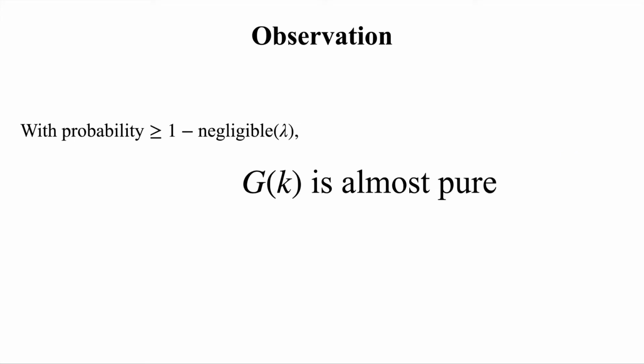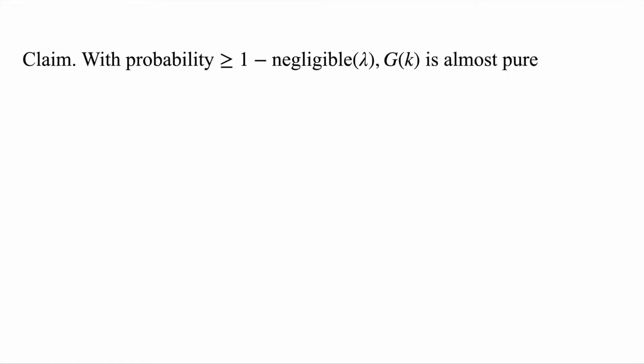Okay, so let's see how to prove this statement. We are going to make an observation, which is that with overwhelming probability, the output of a PRS is going to be an almost pure state. So what is an almost pure state? It just means that there exists a pure state such that the trace distance between this pure state and the output of the PRS state is going to be very, very small. And this holds with overwhelming probability.